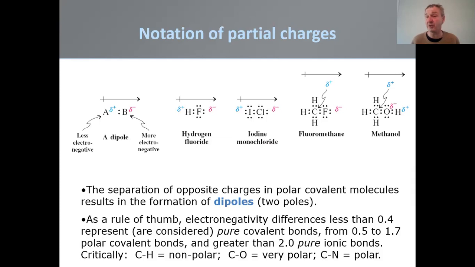These are as opposed to, for instance, in sodium chloride, where Na has lost an electron and Cl has gained an electron, and those are called formal charges. So have in your head those ideas, partial charges and formal charges. They refer to covalent bonds and ionic bonds.